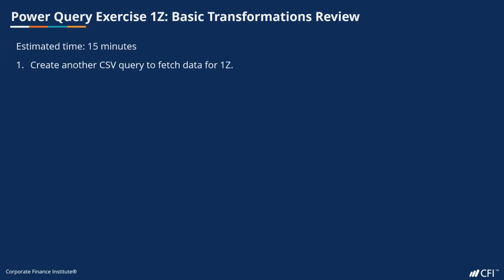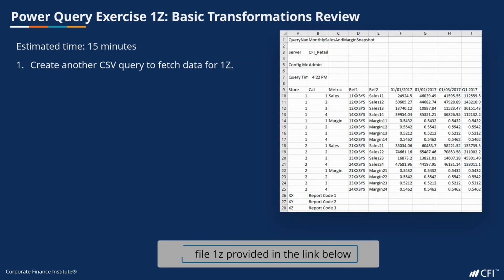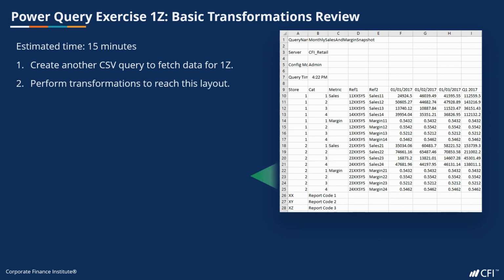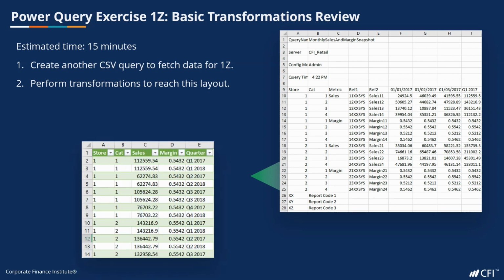First, create another CSV query to fetch the data for exercise 1Z. It looks like this. You'll need to perform some basic transformations to transform that data into something like this. Notice that this time, instead of keeping those monthly columns, we've actually only kept the quarterly subtotals.